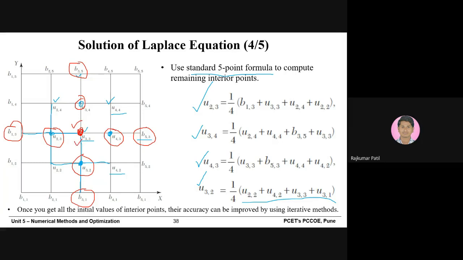So when the data points are given to you, draw this type of box area and check which values are given and which are the unknown data points. For a given unknown, check whether all the neighbors are given. If all the neighbors are given, use the standard 5-point formula. If one of the neighbors is not given, then you can go for the diagonal 5-point formula.